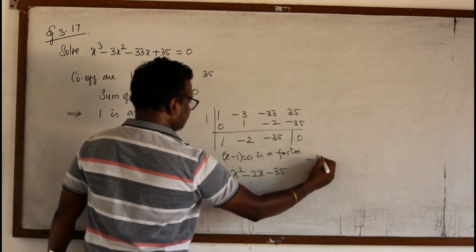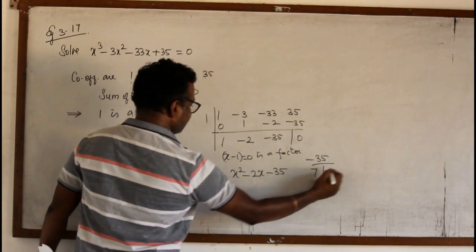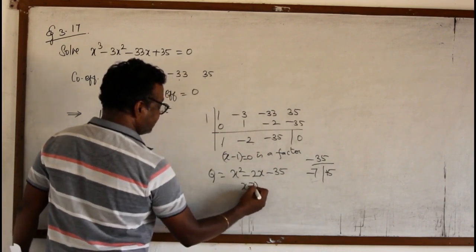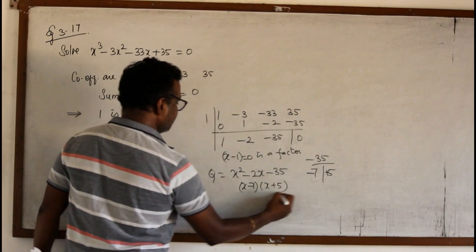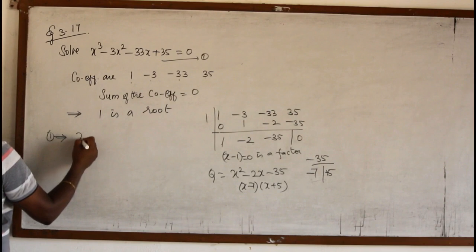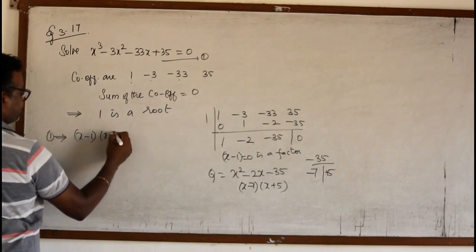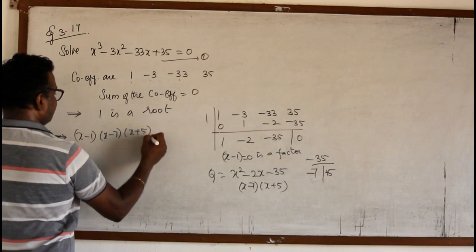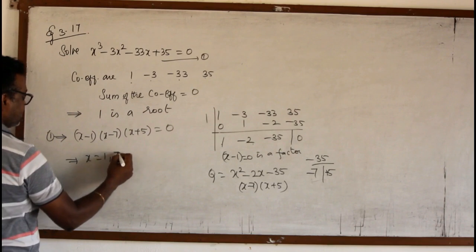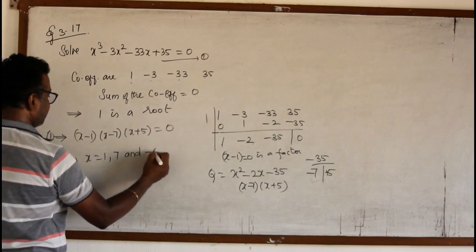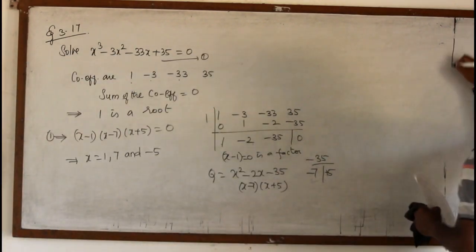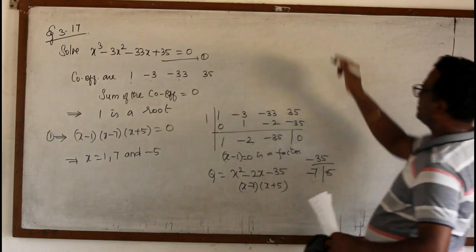When you factorize this minus 35, 7 5s are 35, isn't it? So to get minus 2, minus 7 plus 5. It is (x minus 7)(x plus 5). Therefore, if I keep this one, the equation can be written as (x minus 1)(x minus 7)(x plus 5) equal to 0. That implies x equal to 1, 7 and minus 5. So we found all the 3 roots. This is one of the methods using the concept of coefficients.